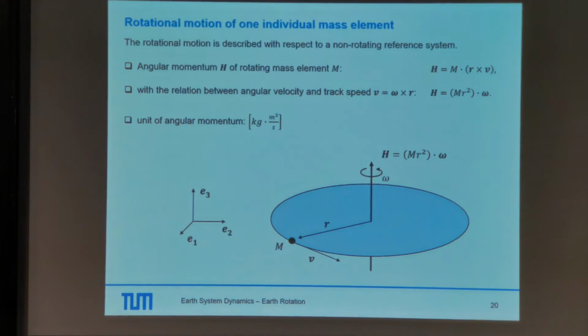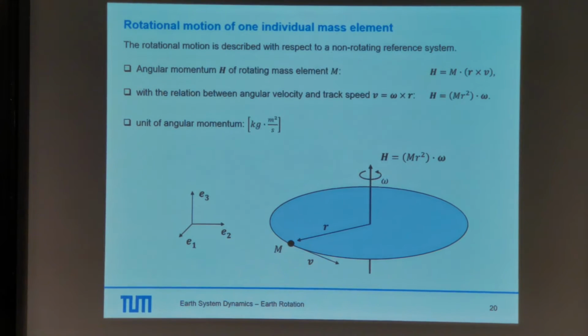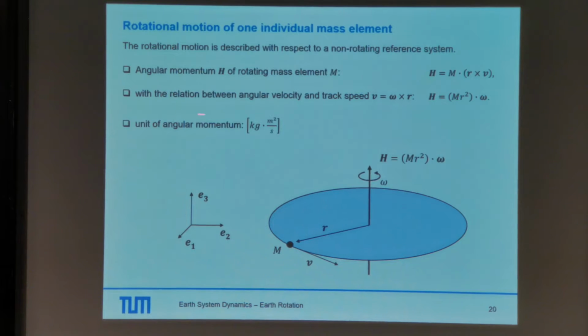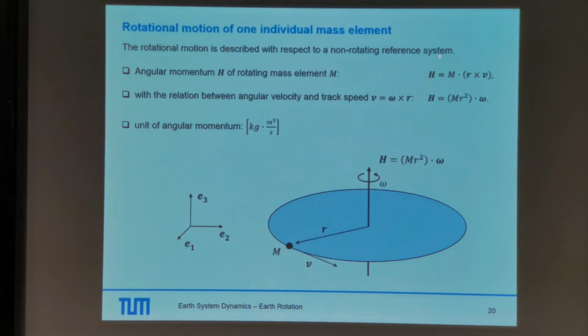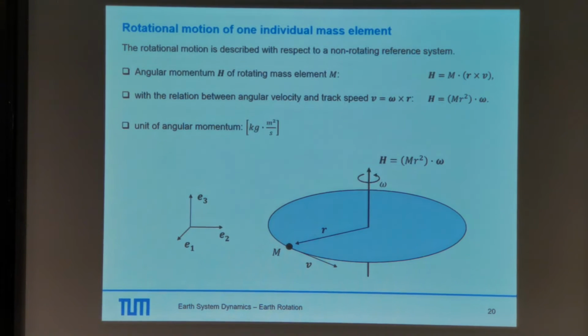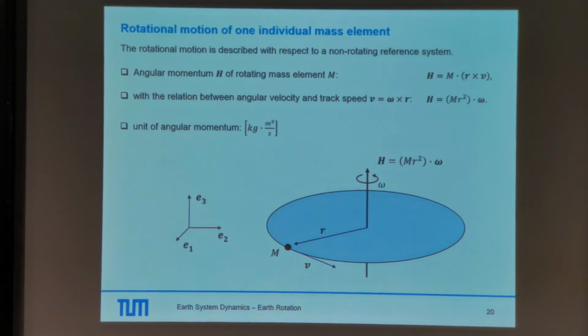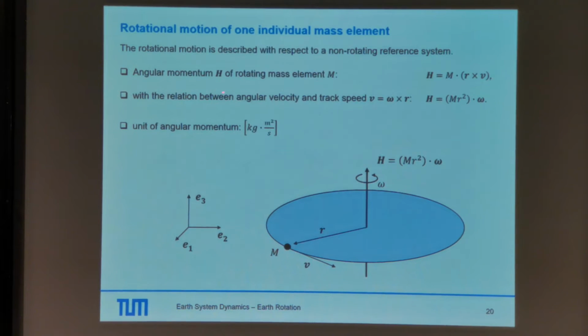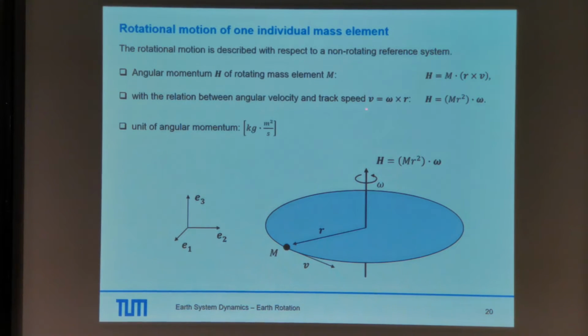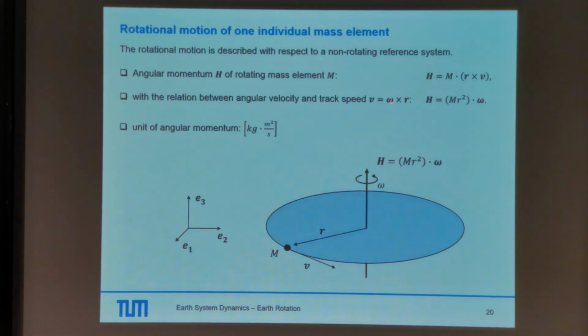The rotational motion is described with respect to a non-rotating reference system. And in order to describe this, we first have to formulate the angular momentum capital H of a rotating mass element. We already heard that the angular momentum is the product of the mass of this element times the cross product of the position and the velocity vector. And if we reformulate this equation, we can say that the track speed, which is this v here, is the cross product of the angular velocity omega and the position vector.